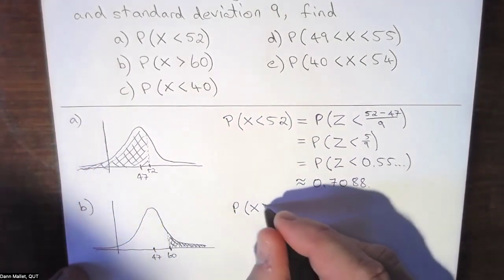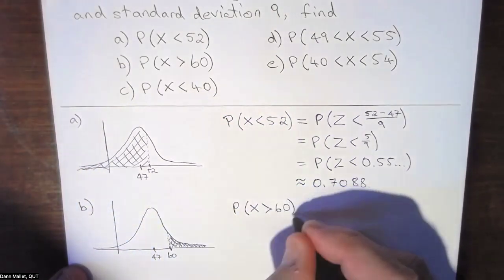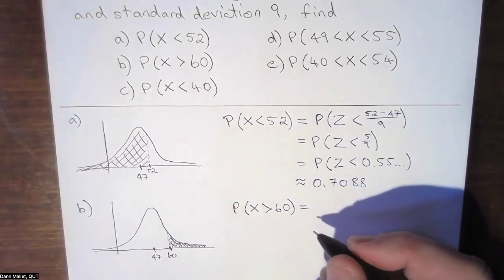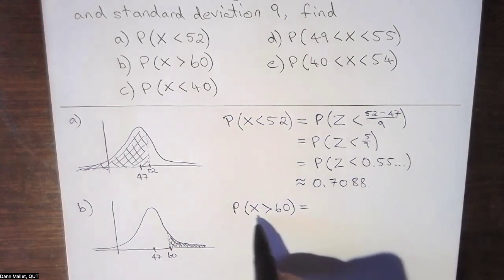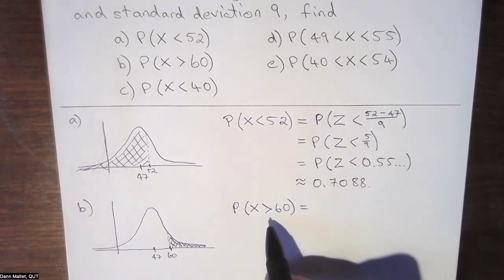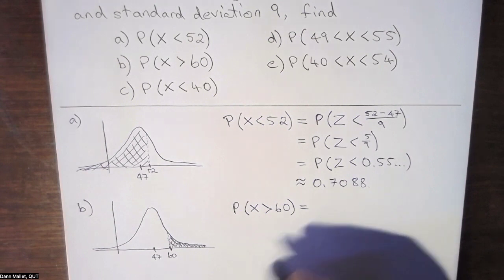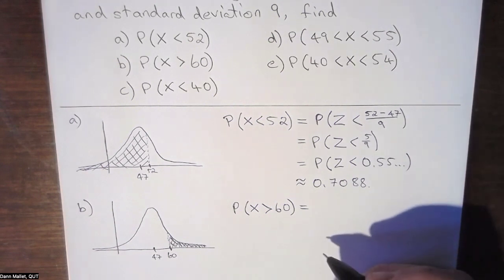We're looking for the probability that x is greater than 60. Now what I'm going to do here is immediately think about it in reverse. I know that the table I've got gives me probabilities for x less than certain values. So I can't answer a question for x greater than a value. I need to turn it around into something that my table can help me with.